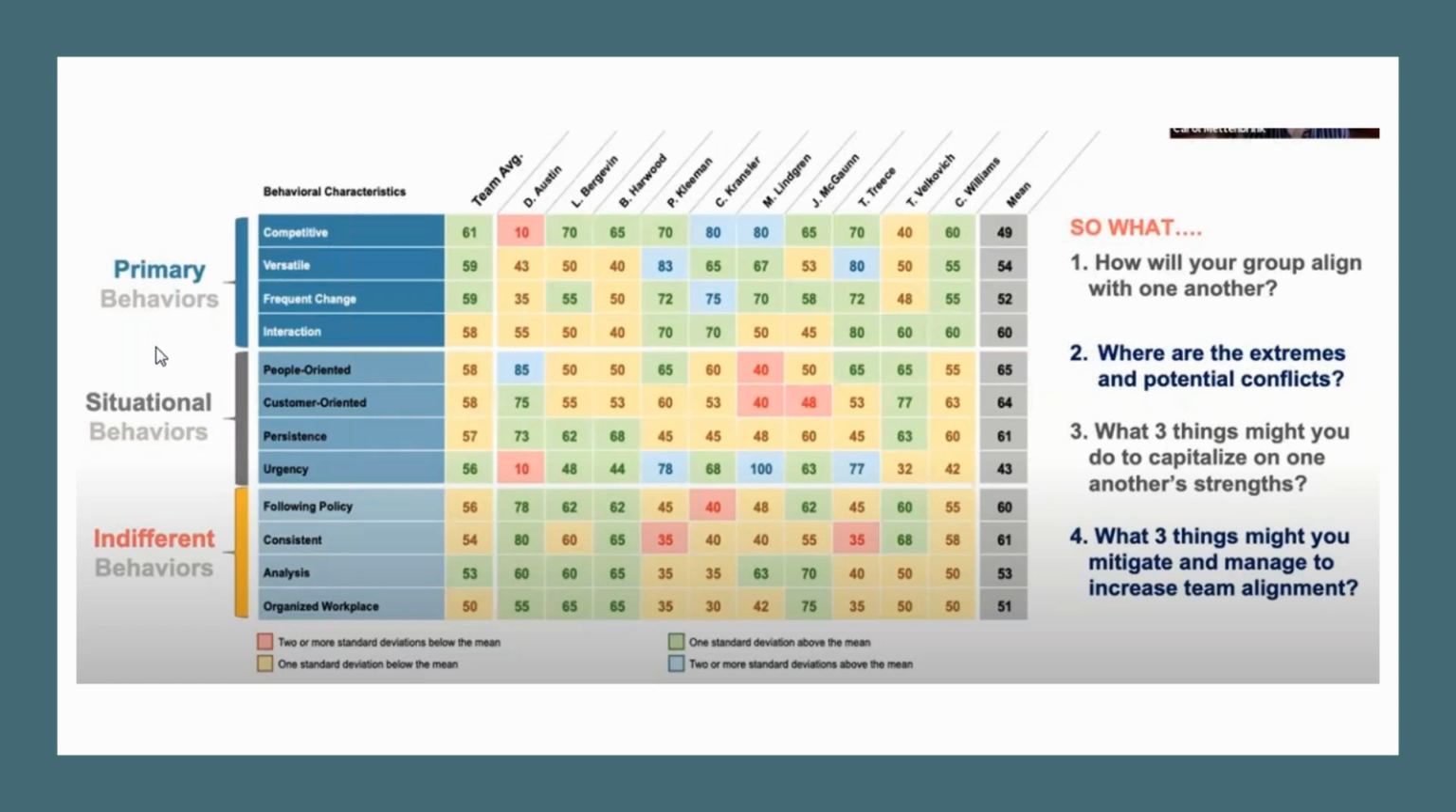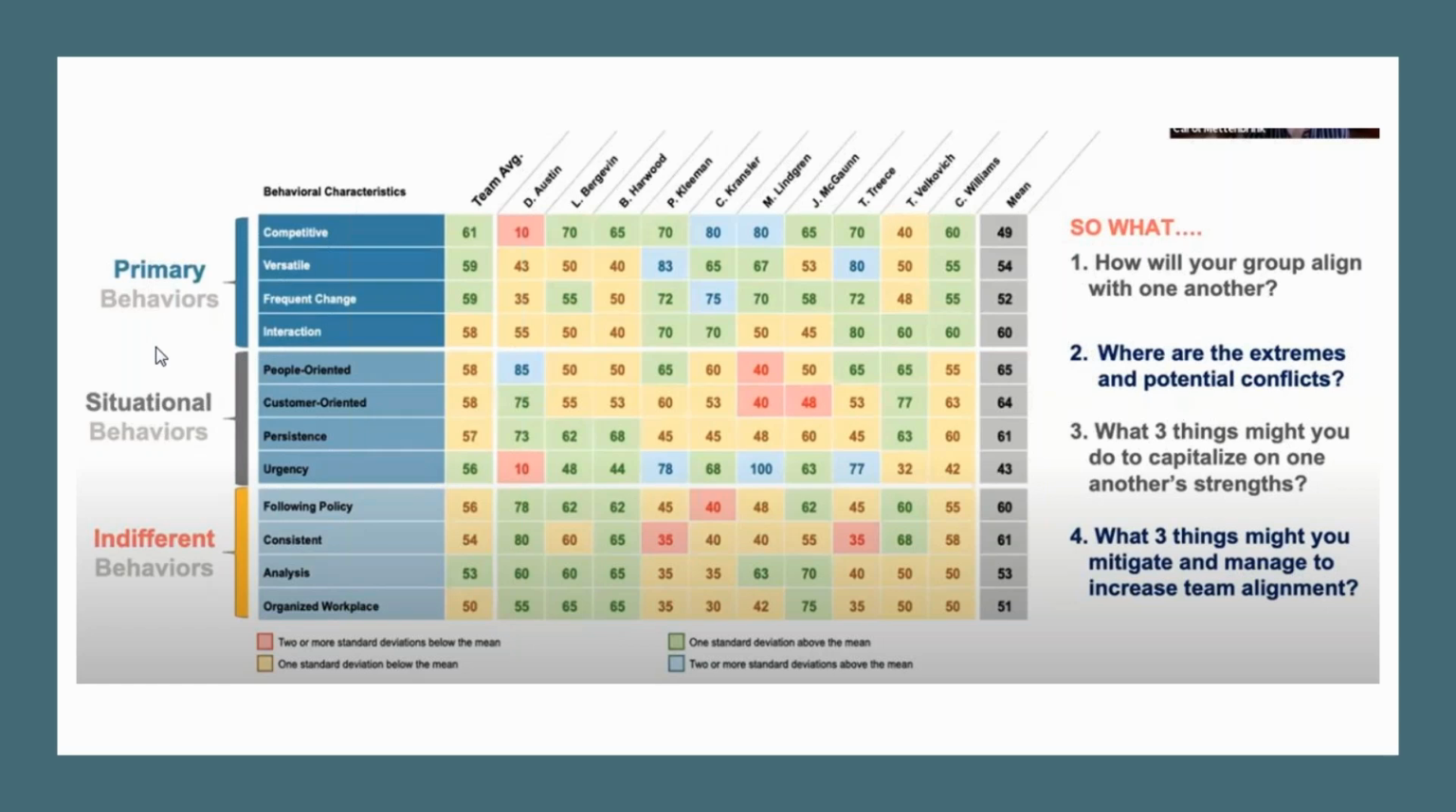And I'm just saying, if we see here, Mr. Austin, who has a 10, which means he's not very competitive, and here's Mr. Kanzler, who's 80% competitive. That could represent, as I said, some kind of friction between these two people.